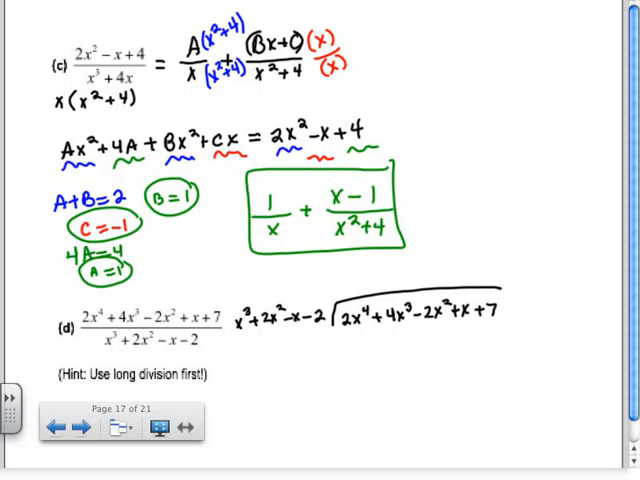Okay, here's how you do long division. You look at this first term, x cubed. You say, what do I multiply x cubed by in order to get this first term over here, 2x to the 4th? So what do I need? 2x, right? Okay, so that gives me 2x to the 4th. Now I take my 2x and multiply by everything in my divisor. So I have 2x to the 4th, 2x times 2x squared is 4x cubed, 2x times negative x is negative 2x squared, 2x times negative 2 is negative 4x.